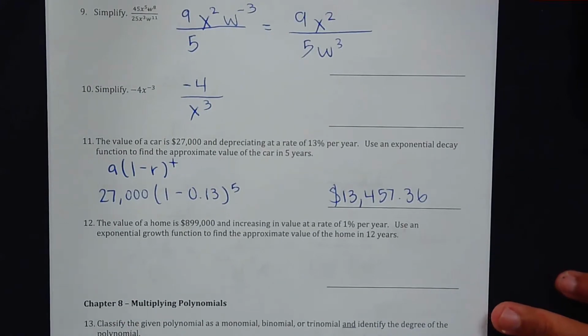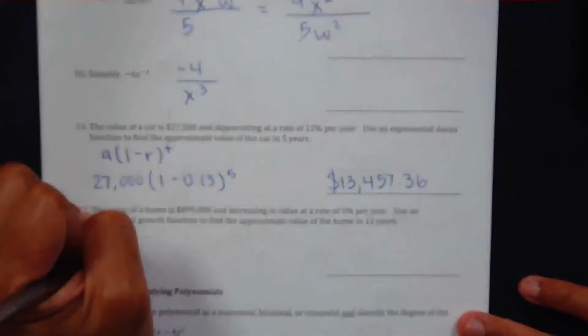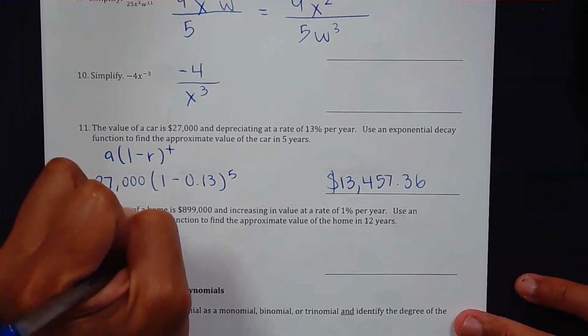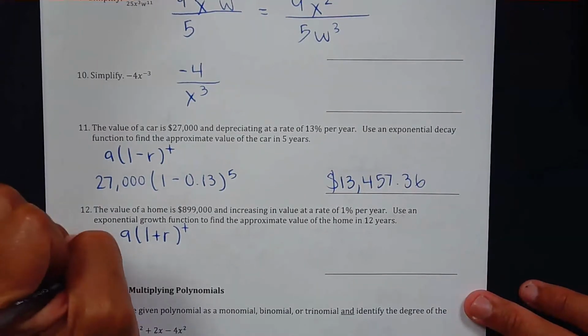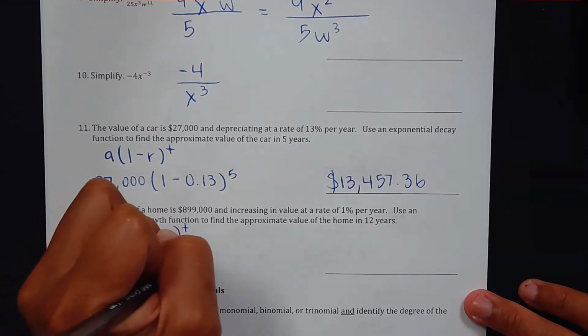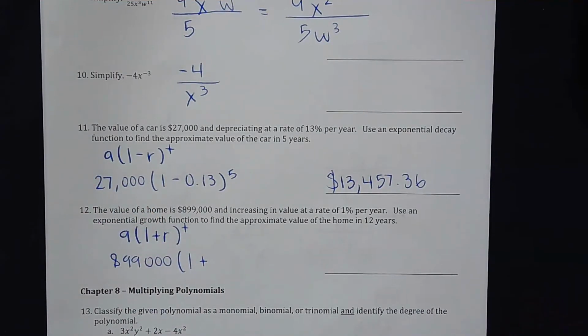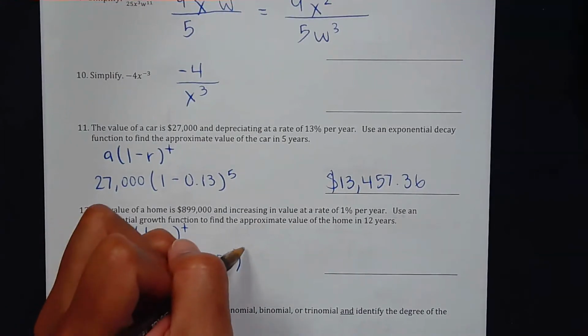All right, question number 12. We're going to use the exponential growth function. So same thing, right? Except we have addition. A, 1 plus r, all of that raised to the t power. Our A is 899,000. 1 plus our rate is 0.01, right? As a decimal. All of that raised to the 12th power.